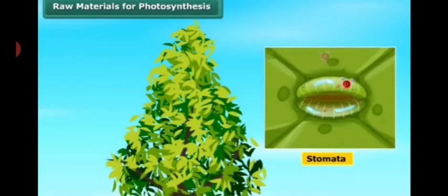Because the sunlight is received by the upper part of the plant, chlorophyll is present in more amount there to receive the sunlight so that it can prepare the food. So it is more dark green on the upper side and less dark green on the lower side. But the stomata is present on the lower side of the leaf.